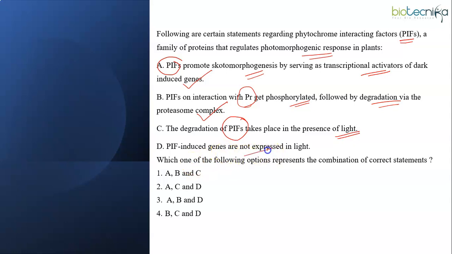PIF-induced genes are not expressed in light. You have to identify the correct combination of statements here. So the correct combination of statements is statement A, statement C and statement D. So why is statement B incorrect?